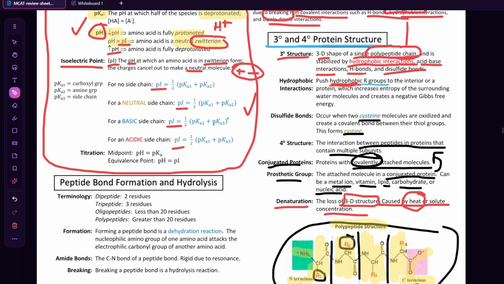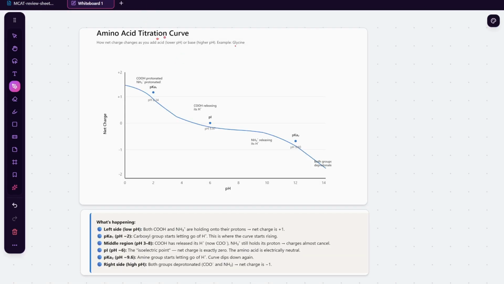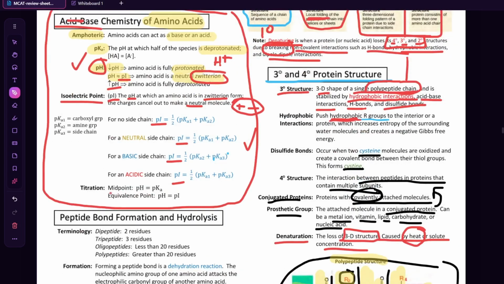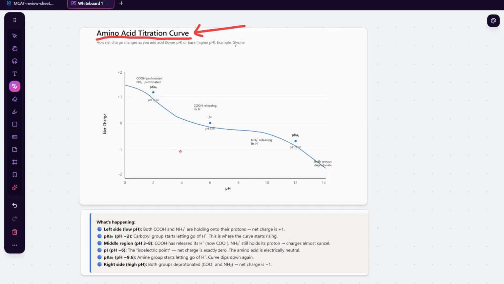And then for titrations, I'm going to get a diagram for that because diagrams are important. You should be able to see this amino acid titration curve, and it basically follows the same pattern we were talking about. In titration, the midpoint is where pH is equal to pKa, and at one of these equivalence points, pH is equal to pI. So the equivalence point is pretty important when you do titrations.